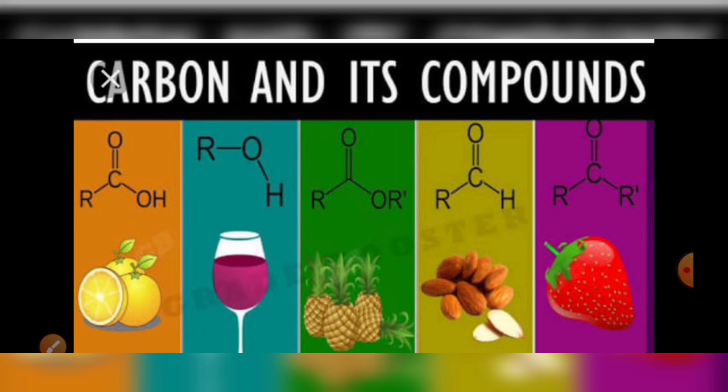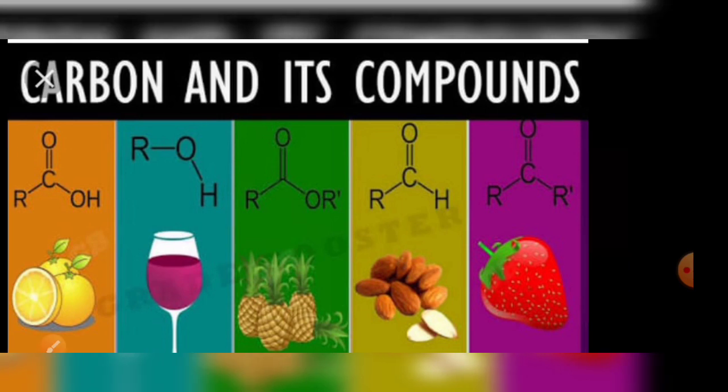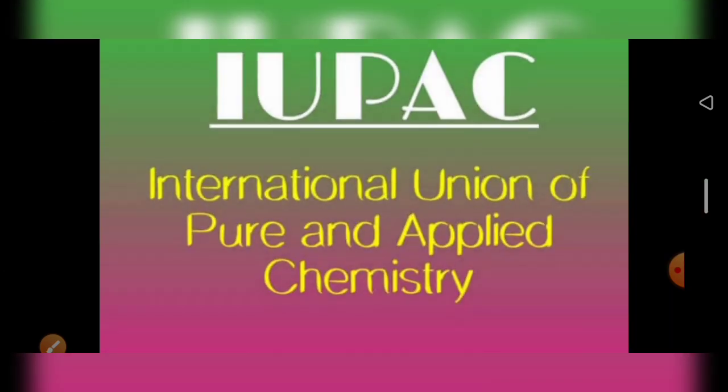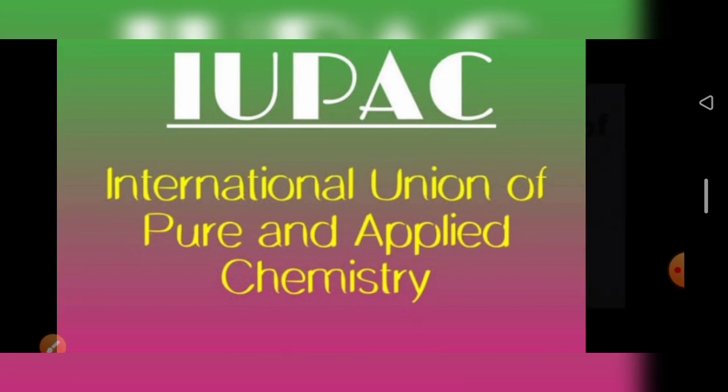Today we have to see unit 11, carbon and its compounds. In this unit you have to study the nomenclature of organic compounds. The nomenclature of other compounds also we have to see in this session. What is IUPAC? IUPAC is the International Union of Pure and Applied Chemistry. We have to use these rules for naming the compound.